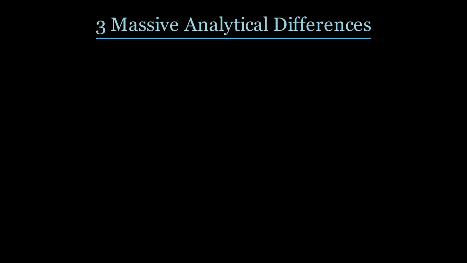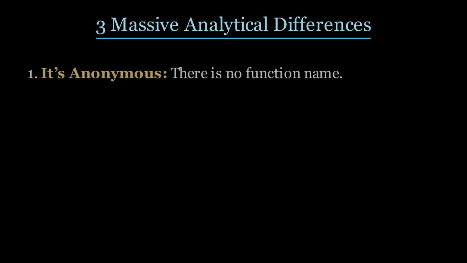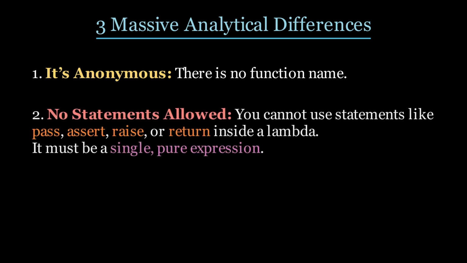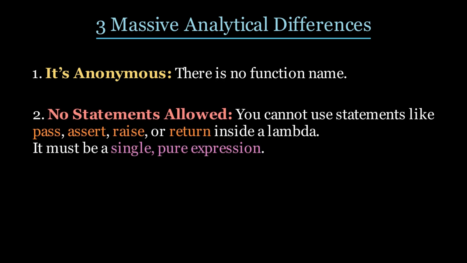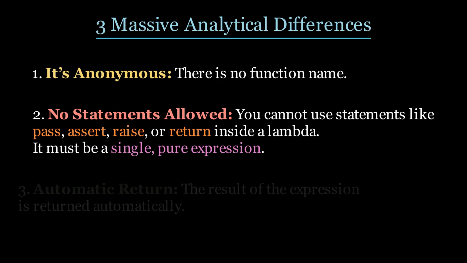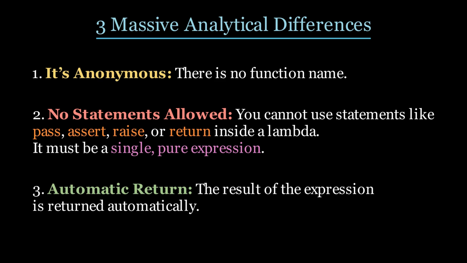There are three main differences. Lambda functions are anonymous. There is no function name. No statements are allowed, like you cannot use a pass, assert, raise, or return inside a lambda. It must be a single and pure expression. Also, Lambda functions have this feature of automatic returning. So the result of this expression is returned automatically.